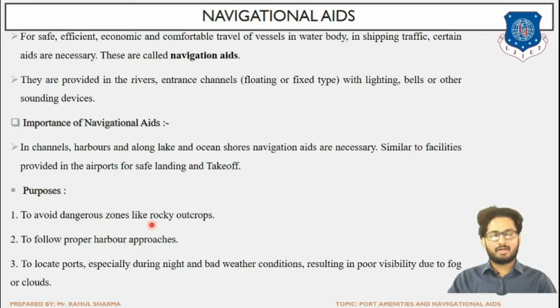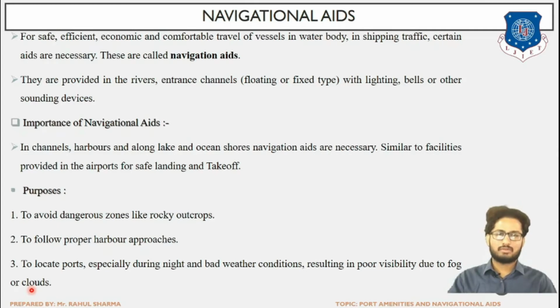So to make aware of such a situation, navigational aids are used. Second, to follow proper harbour approaches, that is proper navigation, giving proper direction, navigational aids are necessary. Third, to locate ports, that is where the specific location of the port is, especially during night and bad weather conditions, resulting in poor visibility due to fog or cloud. So whenever the visibility is not proper, it might be during daytime, and specifically during night, the lighting facility will be there, sound facility might also be there, and it might aid in finding out the direction to the harbour or port.